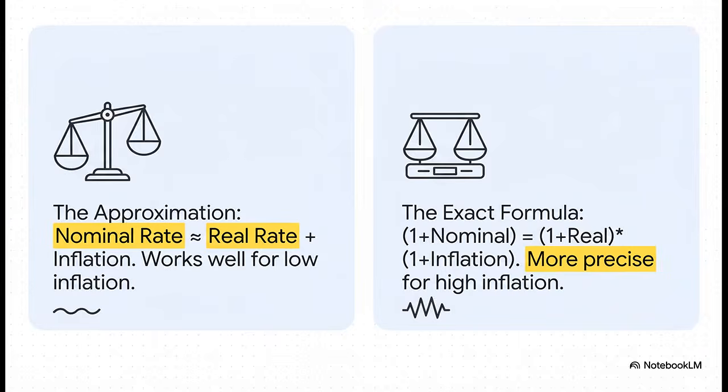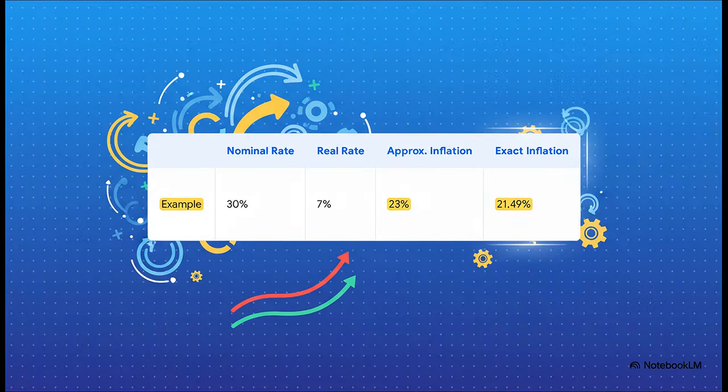Now, to figure this out, we use a tool called the Fisher equation. There's a quick and dirty version that's a decent approximation when inflation is low. But when inflation starts to get high, you absolutely need to use the exact formula. And believe me, getting this right is crucial for anyone trying to save, invest, or even take out a loan. Let's see why this matters so much.